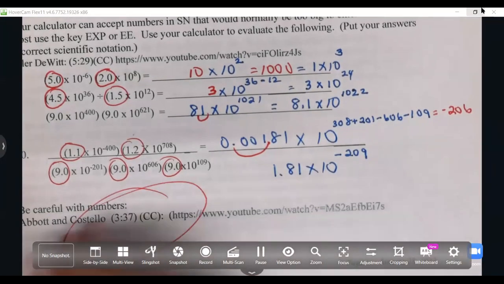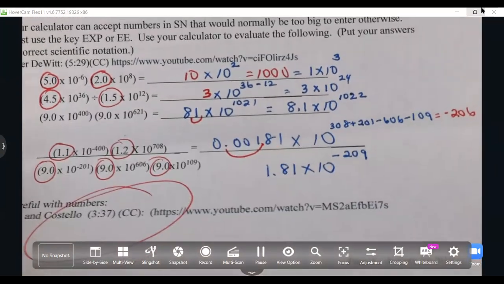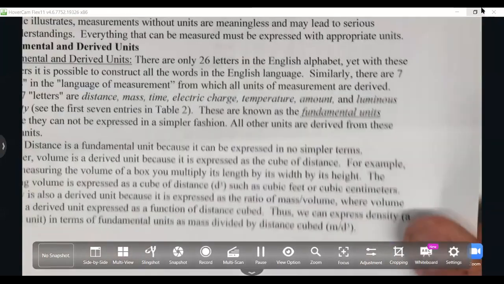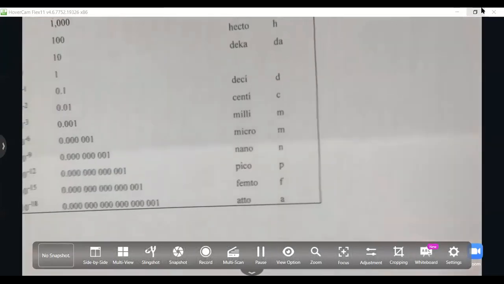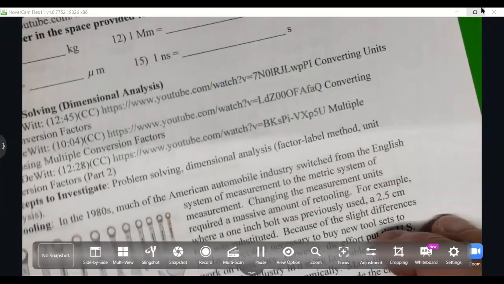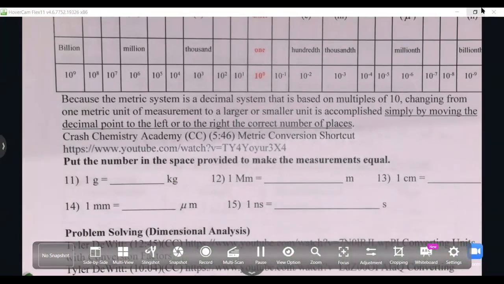This is a good video. Get a chance, pop that in. All right, let's go to the next page. So on the next page, we started talking about, I believe, units. And I think we ended with this on the screen right here.